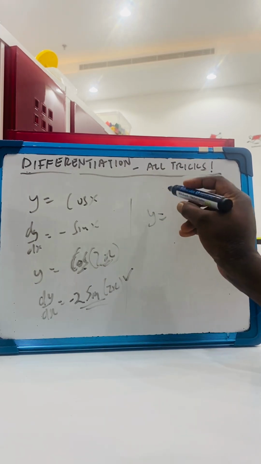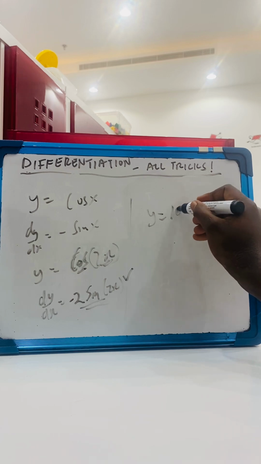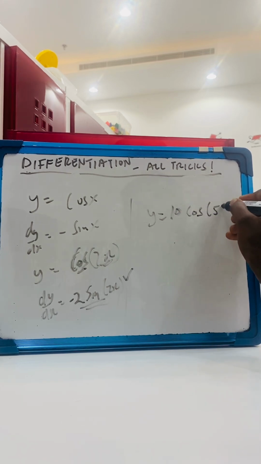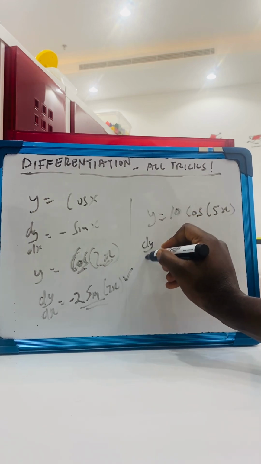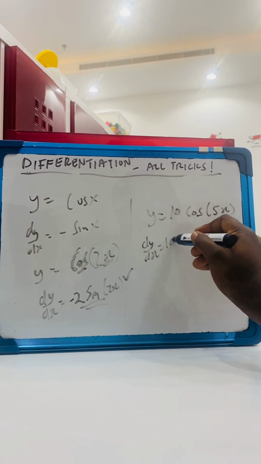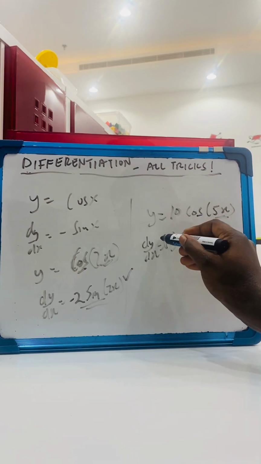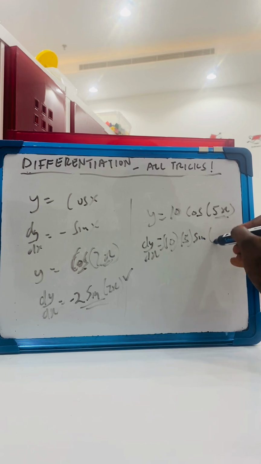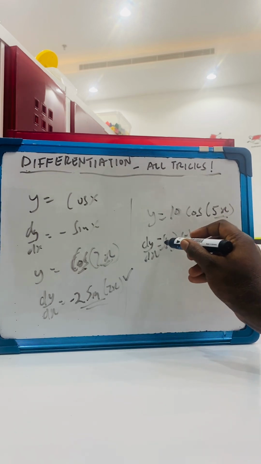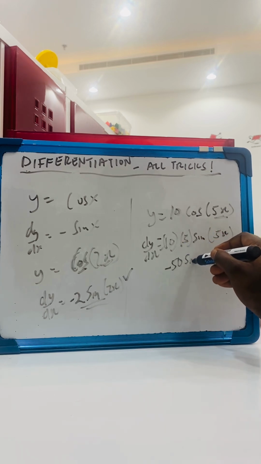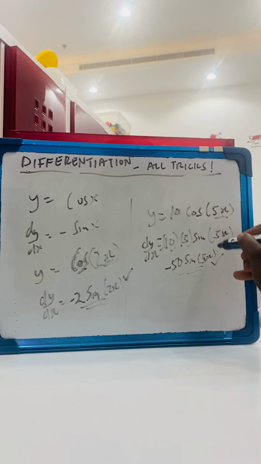Let's say y is 10 cosine of 5x. So my dy dx, I have 10. Derive what's here, I have 5. Derive cosine is negative sine, and I keep my 5x. This and this, I have negative 50 sine of 5x. I hope you enjoyed all these tricks.